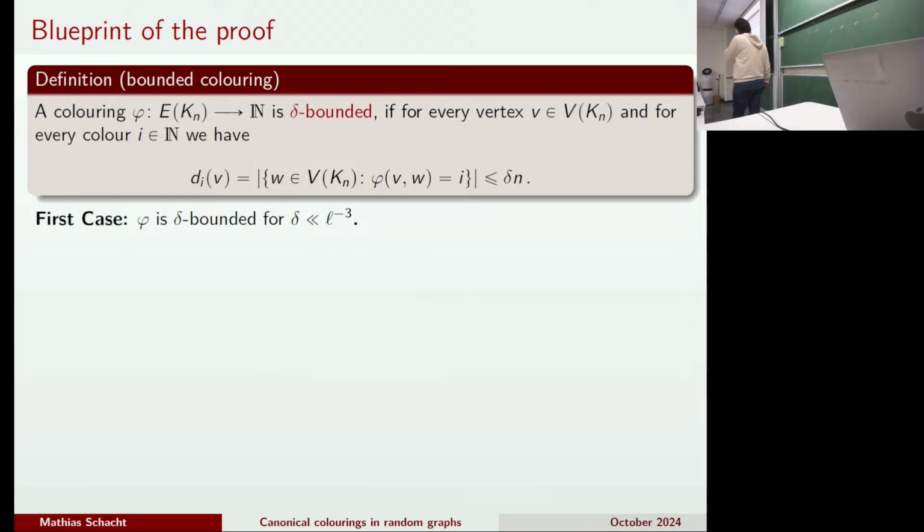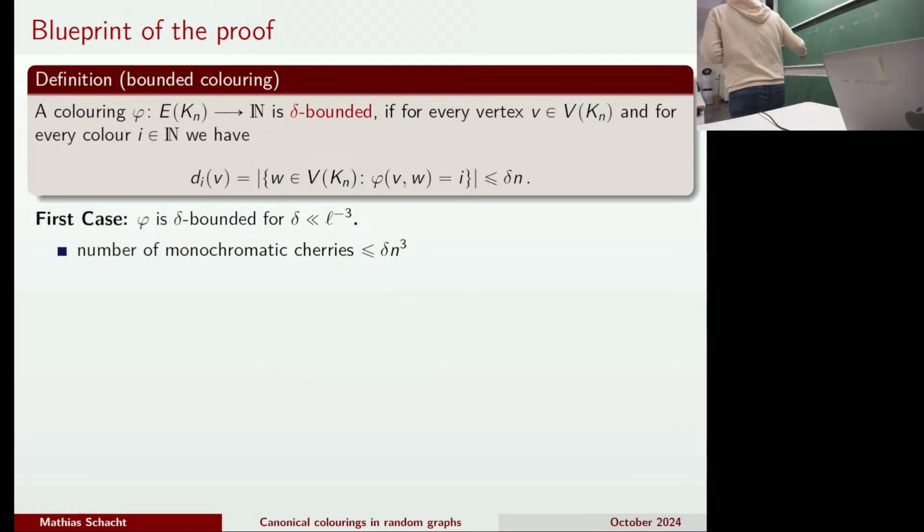Okay, so how can we have a non-rainbow copy? Well, one thing which we could have is a monochromatic sharing, right? So it could happen to us that somewhere I have these 3 vertices like this, and then of course there's no chance that they are in a rainbow K_L, so we have to avoid it. But if I fix this edge and I want to fix another red edge, then I only have delta n choices for this vertex. So this means the number of these triples is bounded by something like delta n cubed, just by this boundedness property of the coloring.